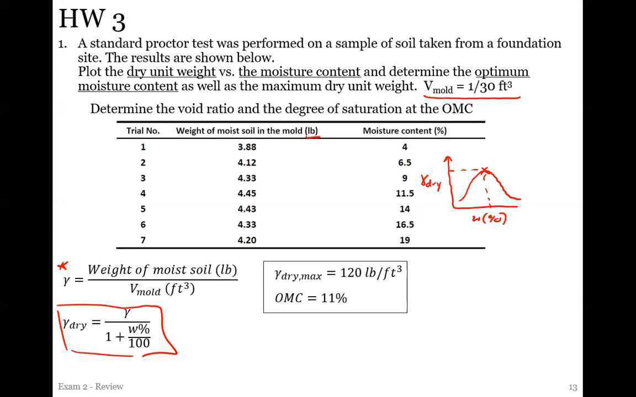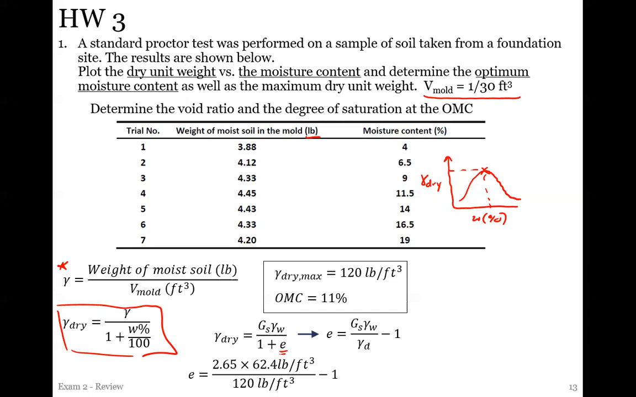So with that, then what we're asked to do is determine the void ratio and degree of saturation at the optimum moisture content. So this is where we have to go back to our phase diagrams and all those relationships there. And we know that this function here is going to be really important because it includes our void ratio as well as our specific gravity and our dry density here. So what we can do is solve for our void ratio here.